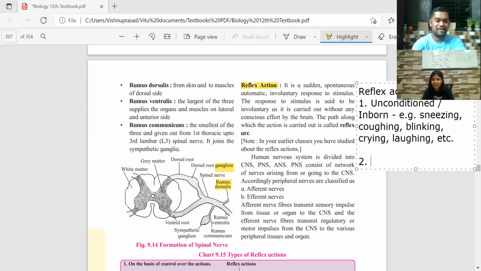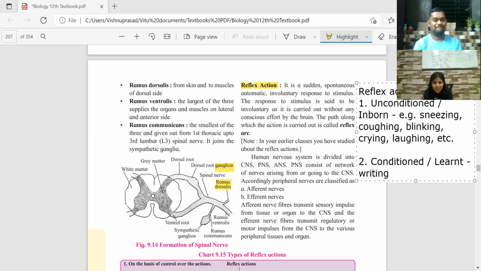The second type is called conditioned reflex, also called learned reflex. Learned means you don't know it by birth, but you have learned it. For example, writing. You don't know it by birth, but imagine your school level, nursery class, KG class, where you learn how to write. Imagine learning to write English letters.